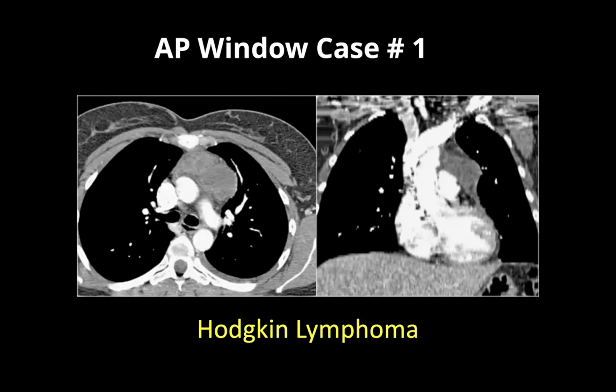enlarged lymph nodes. And the other thing that you should think about is tumors or neoplasms related to nerves, because it's a very good place for nerves to pass through. For example, the left phrenic nerve, the recurrent laryngeal nerve, and the vagus nerve. All of these nerves pass through the AP window.